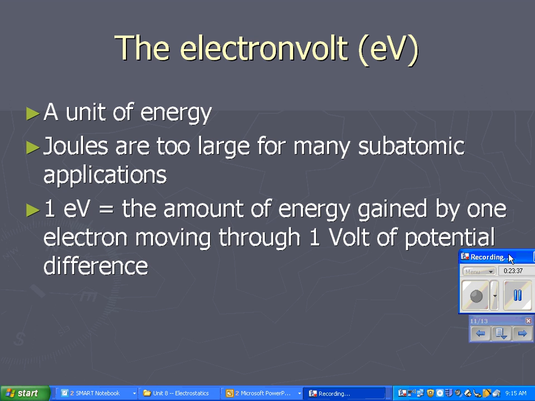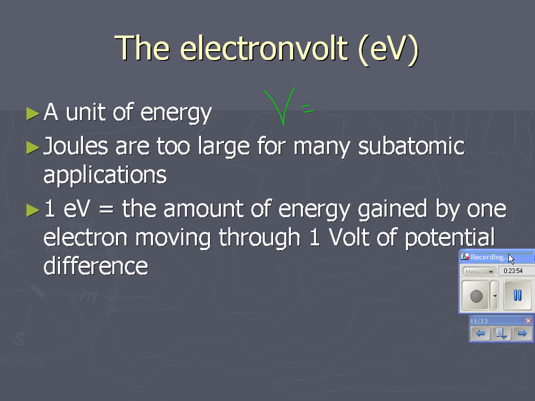The definition of the electron volt is how much energy it takes to move one electron through 1 volt of potential difference, or how much energy an electron would gain if it moved through 1 volt of potential difference. Now remember our definition of voltage. Voltage is energy per charge. So energy is voltage times charge.